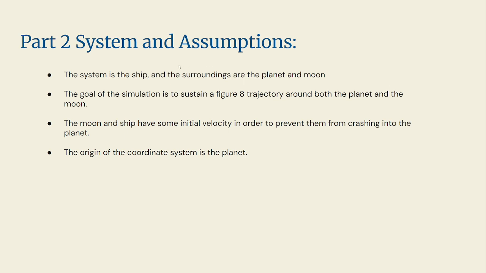Next, on to part 2, we can make a similar system and assumptions. The first is that the system is our ship, and the surroundings are the planet and the moon. The goal of the simulation is to sustain a figure 8 trajectory around both the planet and the moon. The moon and ship also have some initial velocity, much like system 1, in order to prevent them from crashing into the planet, and the origin of the coordinate system is the planet.